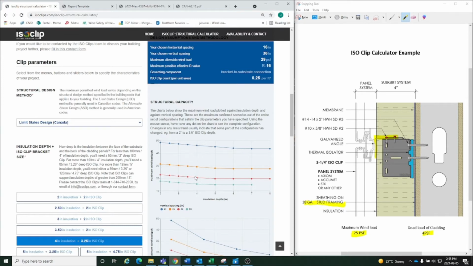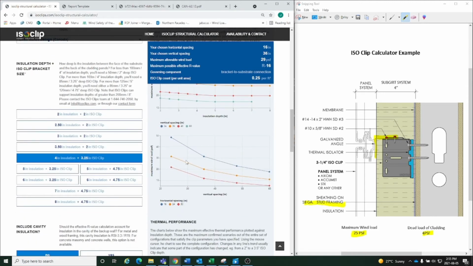So for example, it just shows you how if you increase the installation depth or increase the vertical spacing, the maximum allowable wind load is going to start to decrease. And a neat thing to keep in mind is if you hover over any of the points on this graph, it will show you what inputs have resulted in that output in the graph. Another graph shows the maximum wind load compared to the vertical and horizontal spacing. As you would expect, the wider the spacing, the lower the maximum allowable wind load.